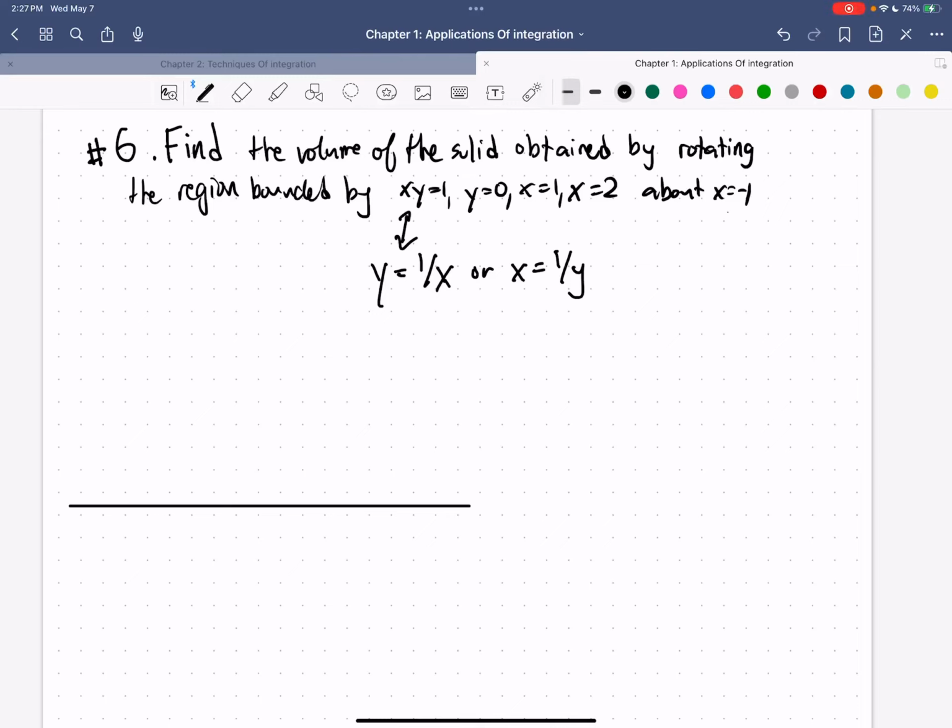Hello, I'm just going to finish off those 3 examples for solids of revolution that we didn't have time to cover today. So let's go.